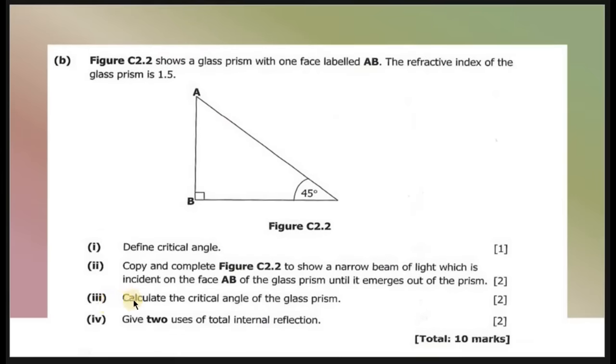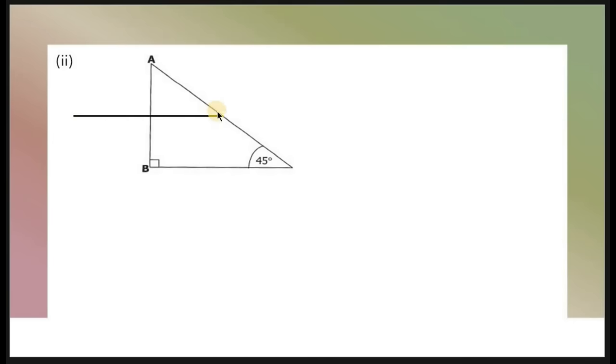Then in 2, copy and complete figure C2.2 to show a narrow beam of light which is incident on the face AB of the glass prism until it emerges out of the prism. If there's a ray incident on this side, how should we draw the ray? This is what they want. So we copy this one. The ray coming here will come like that. So here you draw the incident ray. Here it penetrates, no refraction. Then here it is refracted, and then it continues like that. That is all.